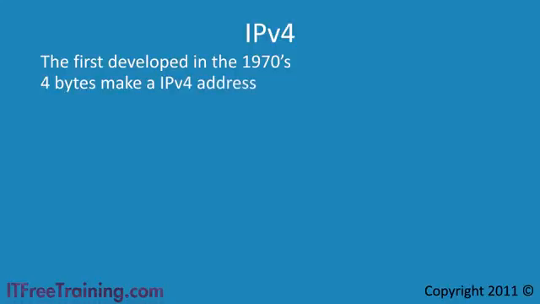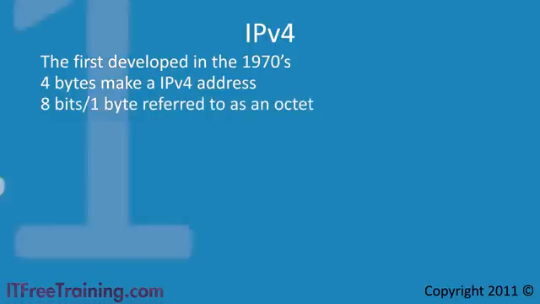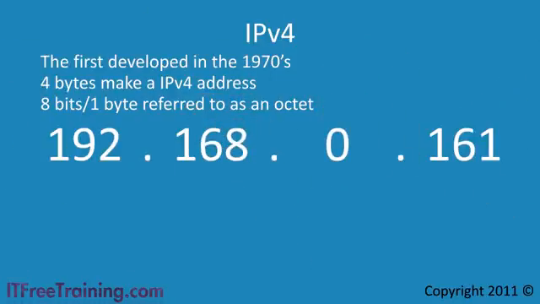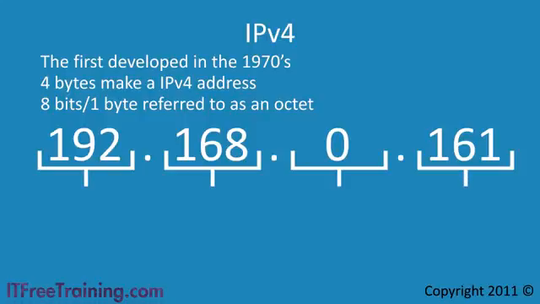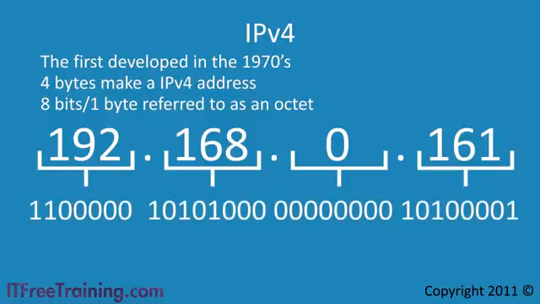8 bits is referred to as a byte, but in IPv4, 8 bits can also be referred to as an octet. If I take a standard IPv4 address, it is common for it to be divided up into 4 parts. These 4 parts can be converted into binary. If you are not sure how to convert numbers to binary, see another video on converting decimals to binary.